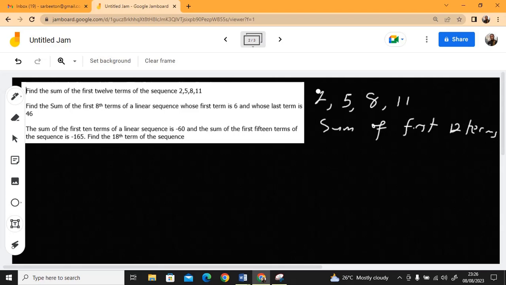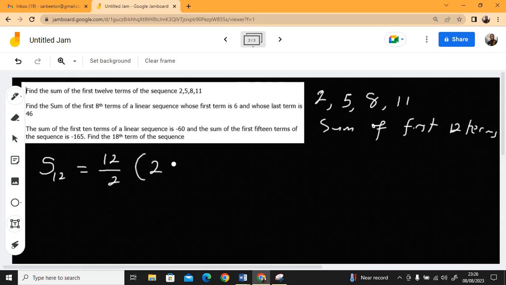Here you cannot use the a plus l formula, because this one is not the last number. It is still up to 12 terms, but you don't know the other numbers that make it up to 12. So you can't use a plus l, you have to use the normal one. So S12, according to our formula, equals n over 2, that is 12 over 2. Or you can look at the formula to be able to get it.